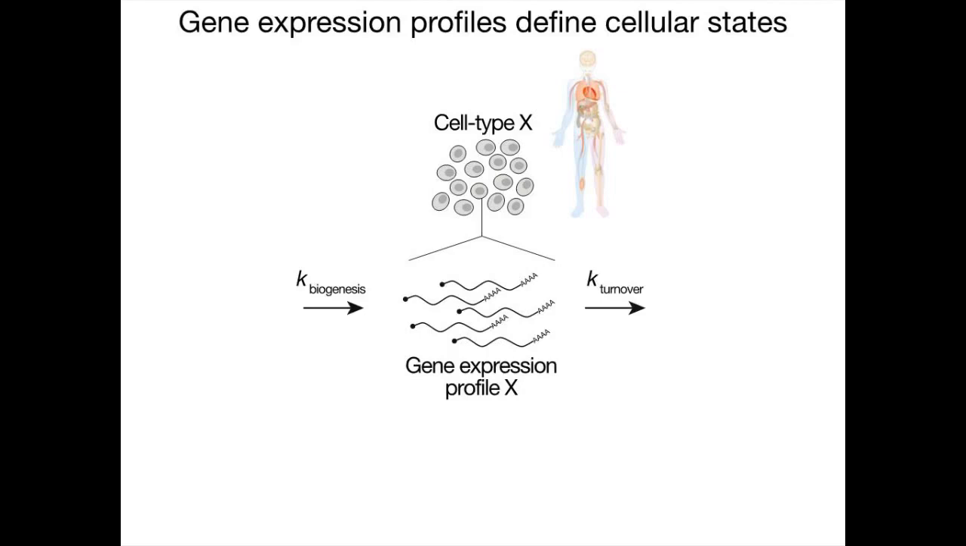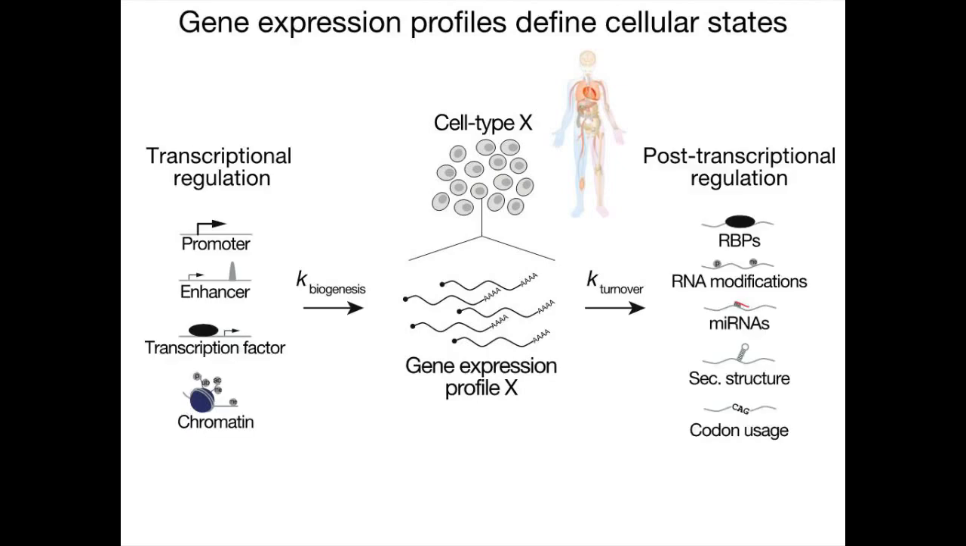But it is actually this information that provides us with insights into how each transcript is regulated, both at the transcriptional level, which is determined by a combinatorial action of promoters, enhancers, associated transcription factors, or chromatin landscape, to just name a few, as well as at the post-transcriptional level, which defines transcript stabilities as determined by RNA binding proteins, RNA modifications, small RNAs, RNA structure, codon usage, and many more.